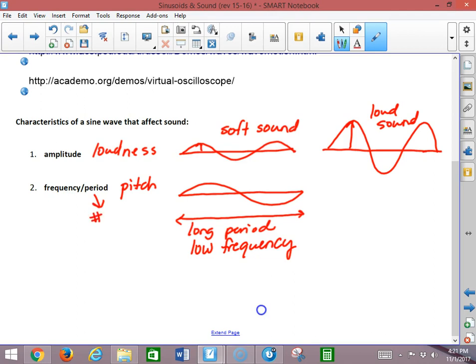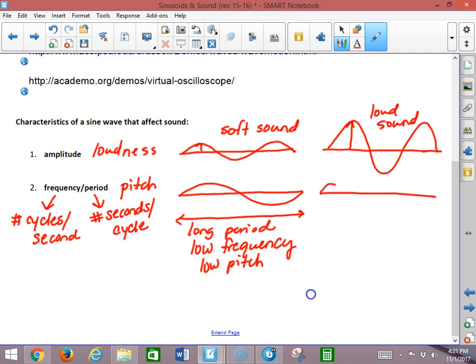Period is the number of seconds per cycle. In other words, how many seconds does it take for this particular sound wave to pass by? Whereas frequency is the number of cycles per second. In other words, how many sound waves pass by in 1 second. Now, a low frequency would be a low pitch for a note, something very deep.